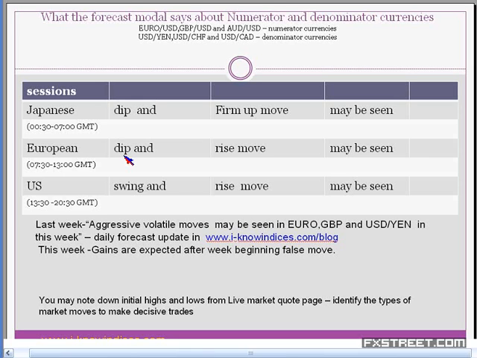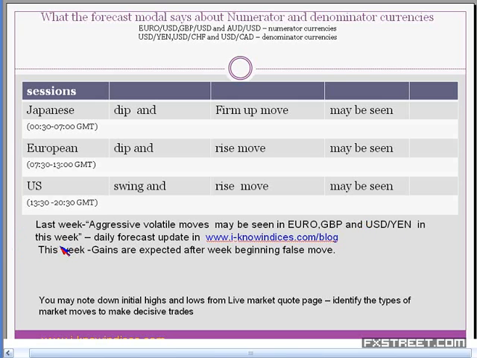And in that dip, they could breach the initial low and make a downward move, and with a quick downward move, it could trigger an upward rise. So here it will be a firming up move, and later on there will be a quick rise from the mid-European session, and swing and rise moves are expected during the US session. So last week I was explaining to you that aggressive volatile moves may be seen in Euro, GBP and USD yen.